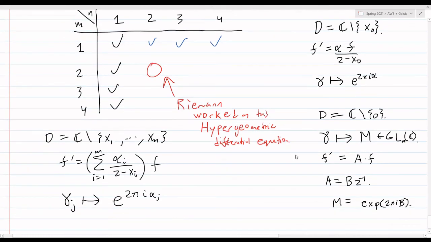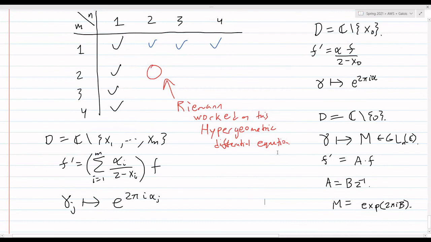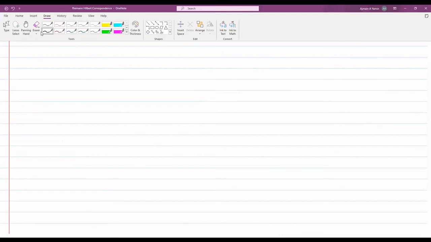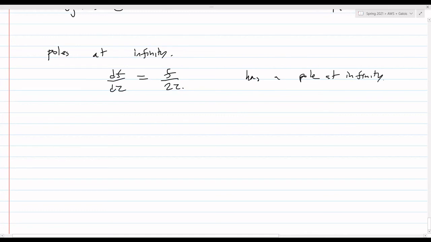Yeah, this Hilbert's 21st problem still needs more work to be solved in these specific cases, right? And so maybe I can say a little bit about this specific case that Riemann worked on, where we have the hypergeometric differential equation. Actually, okay, so I have about 9 minutes left. I wanted to talk a little bit about poles at infinity. So this differential equation, df over dz is equal to f over 2z, and this has a pole at infinity. Right, so I'm just going to rush this because I don't have much time.